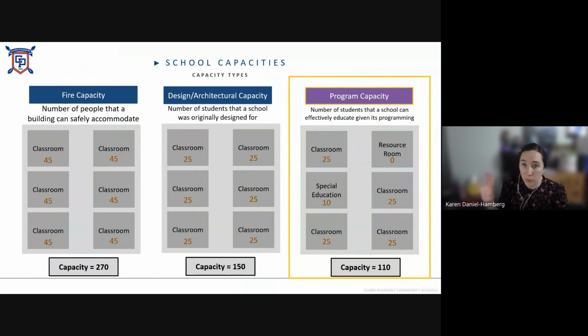So the program capacity is what we're going to focus on today. We did calculate a design capacity for each school as well, but in terms of planning, you typically want to plan to that program capacity because these are programs that need a space to exist, and it's not like they're going to go anywhere.